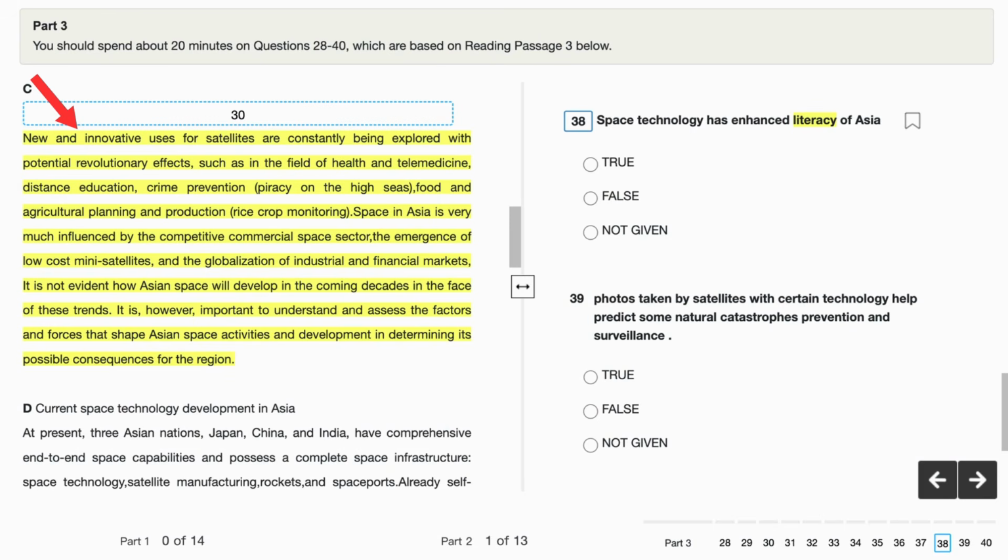New and innovative uses for satellites are constantly being explored with potential revolutionary effects, such as in the field of health and telemedicine, distance education, crime prevention, piracy on the high seas, food and agricultural planning and production, rice crop monitoring. Space in Asia is very much influenced by the competitive commercial space sector, the emergence of low-cost mini-satellites, and the globalization of industrial and financial markets. It is not evident how Asian space will develop in the coming decades in the face of these trends. It is, however, important to understand and assess the factors and forces that shape Asian space activities and development in determining its possible consequences for the region.